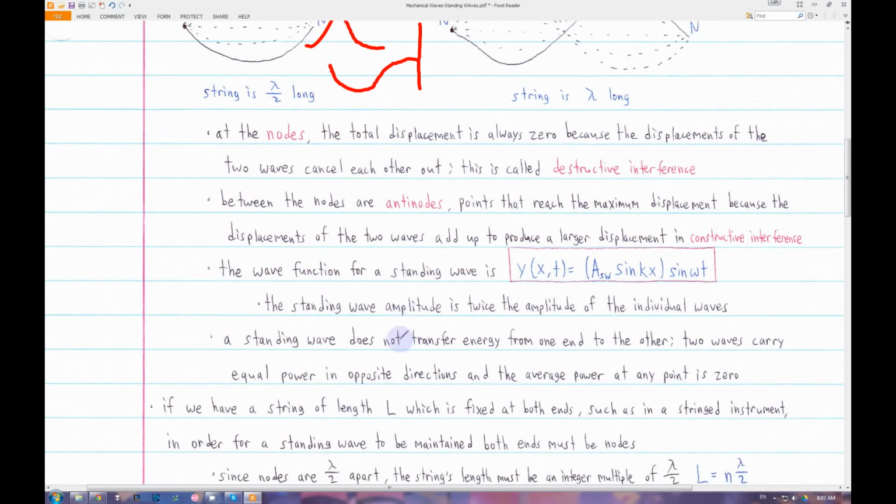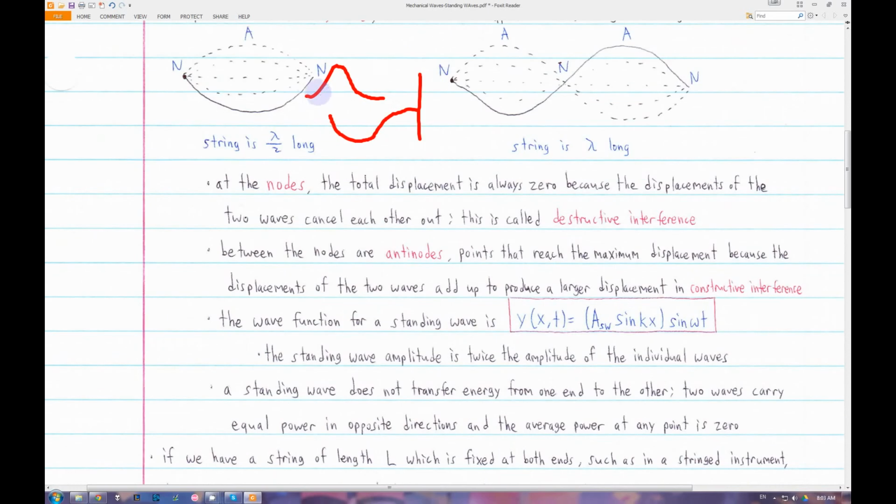So in terms of energy, a standing wave does not transfer energy from one end to the other, like in a normal traveling wave. Because you can see, this wave is carrying energy in this direction, and this other wave is carrying energy in the opposite direction. So in total, the average power of the standing wave is 0.